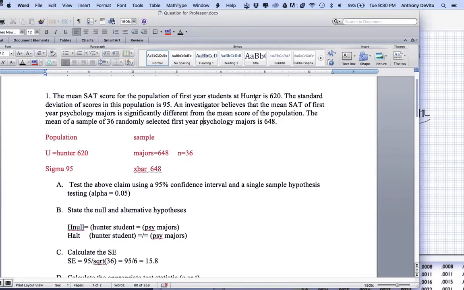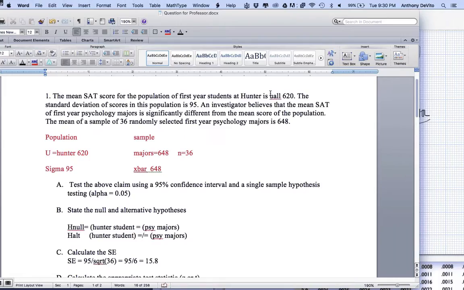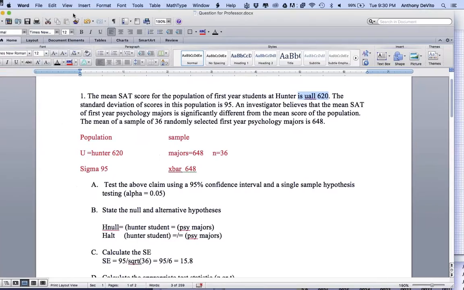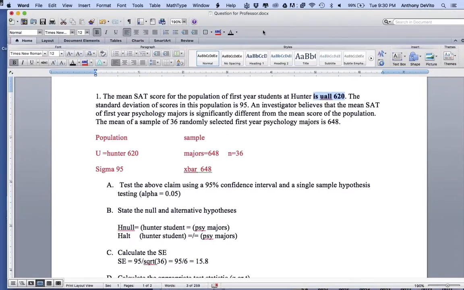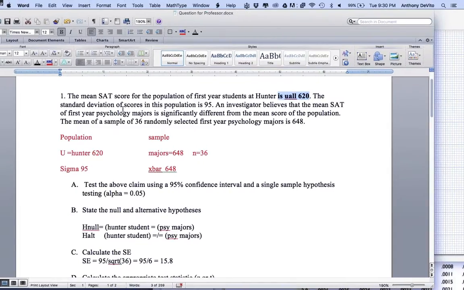Okay, let me just talk about this for a second. The mean SAT score for the population of first year students means that mu for all first year students is 620. I'm going to make that bold. Let's see, there we go. Mu is equal to 620, and the standard deviation of the entire population, sigma, is 95. So we know that about the population.